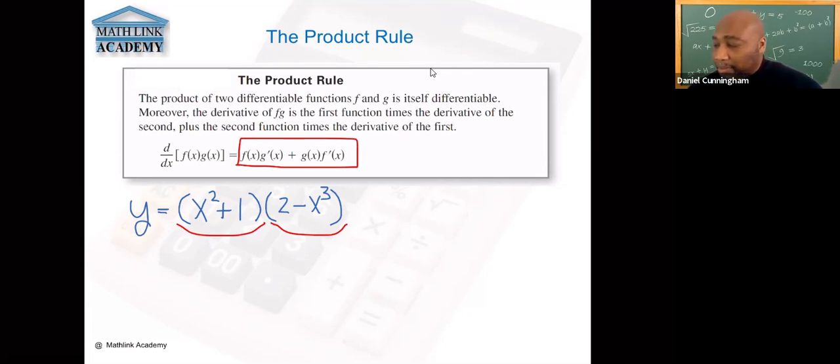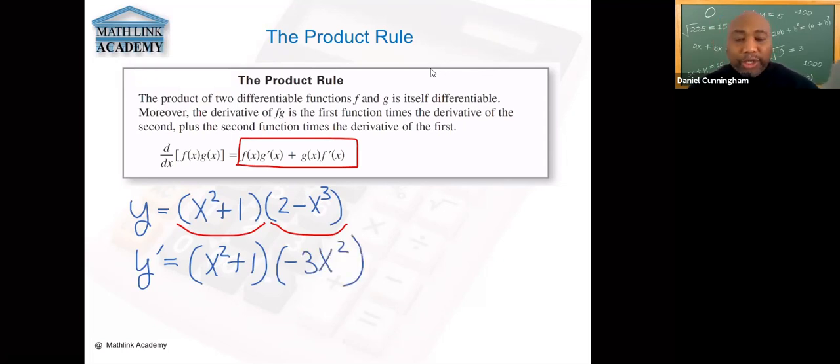So y prime is going to equal, leaving f of x alone, x squared plus 1. And what we do, we take the derivative of the second function. Well, the derivative of the second function will be, the derivative of 2 is 0, and the derivative of negative x cubed, we'll use the power rule, will be a negative 3x squared. And since the first one is 0, I don't have to write down 0.